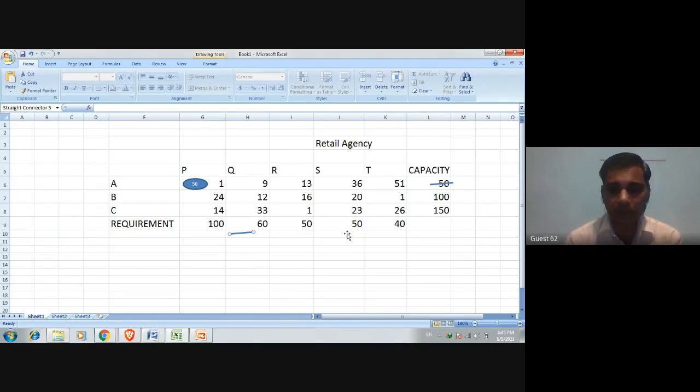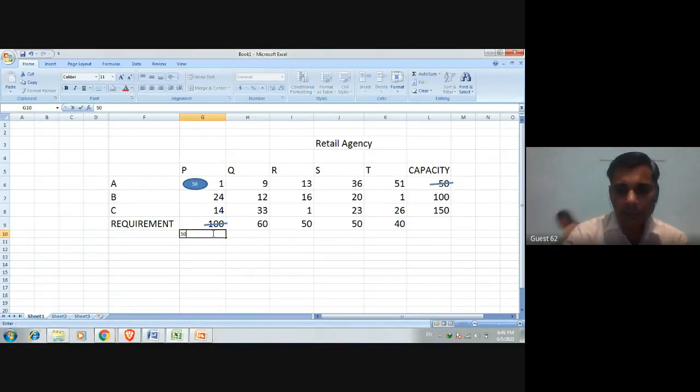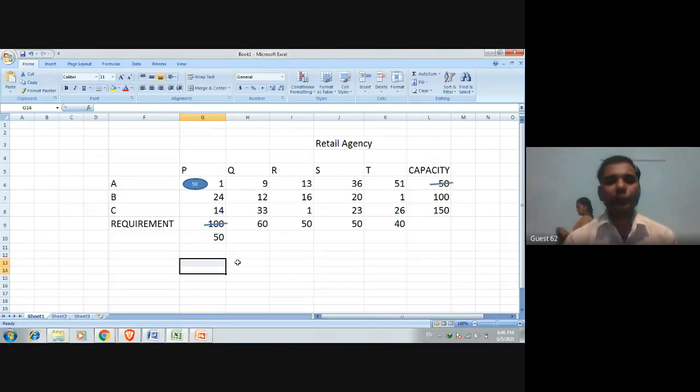So after this, we will remove the 50 units and write here the left units, that is 50 units. Okay. Now 100 units की जगह अब 50 units हो गया. Now move ahead. Next step.